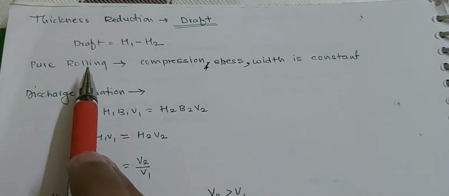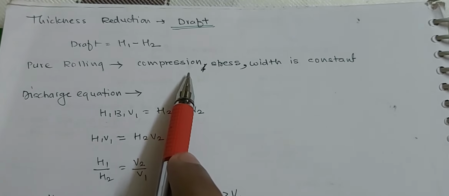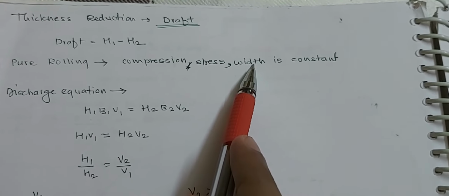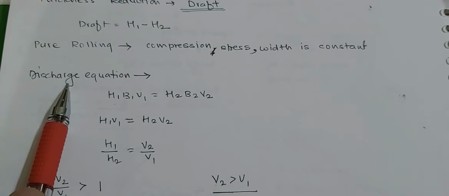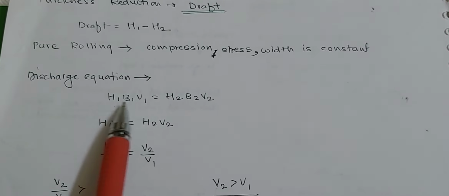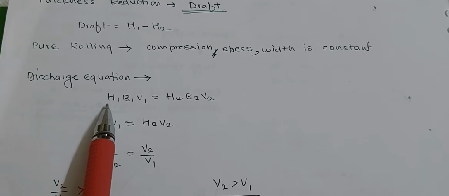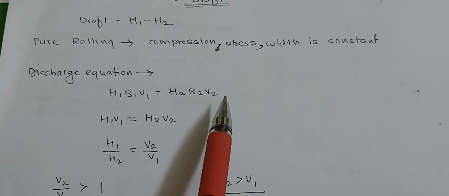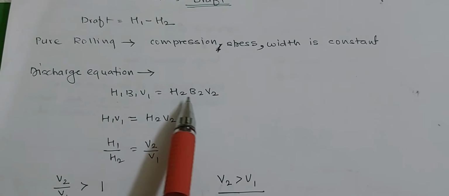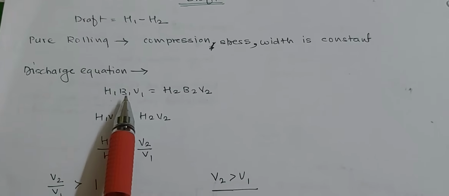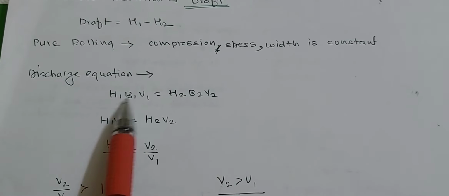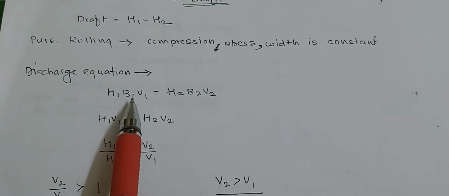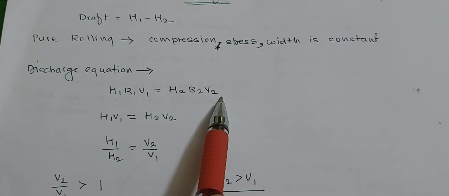For this pure rolling process, compressive stresses are induced, and we can see its width is constant. After that, we can easily write the discharge equation for this process. And what is the discharge equation? h1 b1 v1 is equal to h2 b2 v2, where h1 is the initial thickness, h2 is the final thickness, b1 and b2 are the widths at entry and exit, but the width remains constant. So b1 is equal to b2, v1 is the velocity at entry, v2 is the velocity at exit.